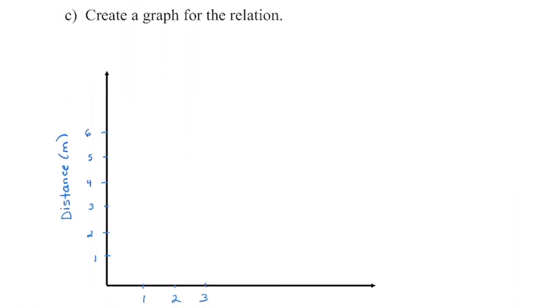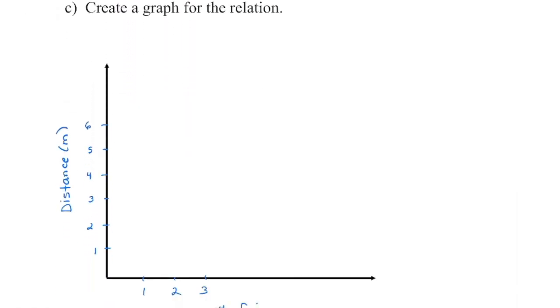I've already set up my axes, so we know the independent variable goes on the x-axis. In that case, this is the number of jumps. When you create your scale, it doesn't matter what numbers you put, but make sure that they are evenly spaced. This is 0 at the origin, so I'm going up by 1, up by 1, up by 1. And again, because he's not going super far, I continue to go with a scale of 1 on the distance, and I put my units in brackets here.